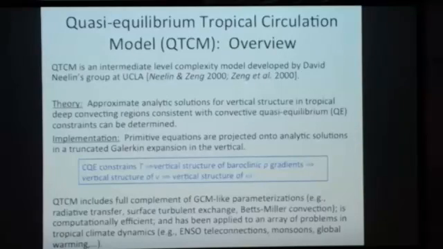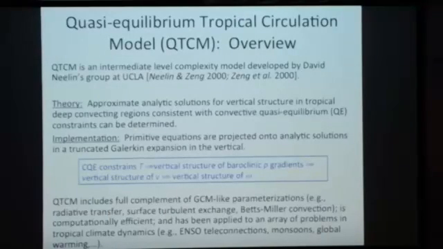So what's the relevant theory? I'll talk a little bit more about this, but it's basically to take approximately correct analytic solutions, at least within the constraints of convective quasi-equilibrium, and use those to pre-solve the vertical structure of the atmosphere in tropical deep convecting regions, and then apply that structure elsewhere in the tropics.